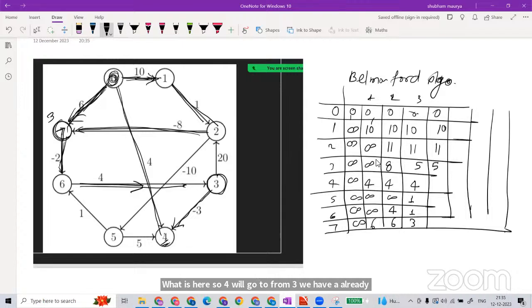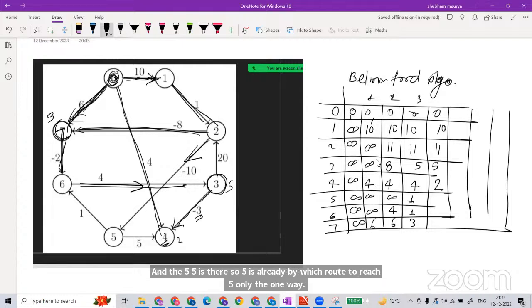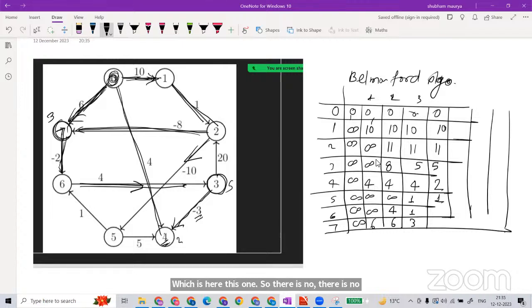So what is going to be the update? Already we have 3 is 5 and this is minus 3, so there will be an update of 2. This will be 2. Now 5 is there, so by which route do we reach 5? Only one way, this one. So there will be no update. And 6 is here, from 2 it is already the same, so this is 1, and 7 is already done, so this is 3.